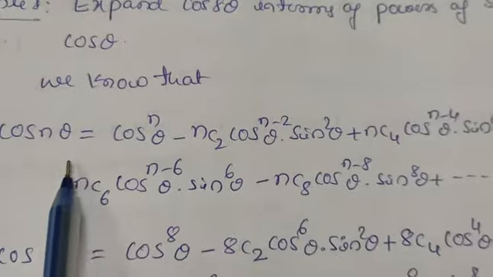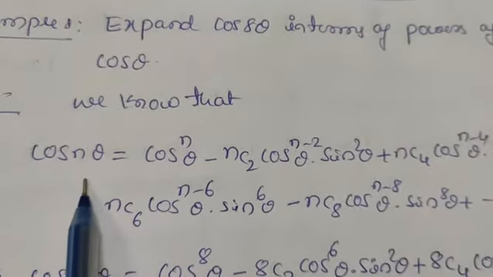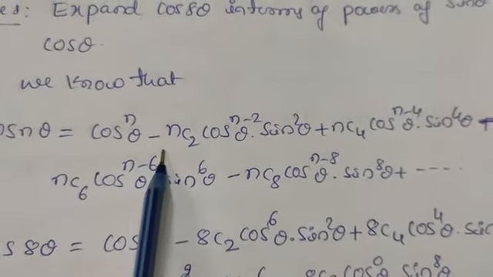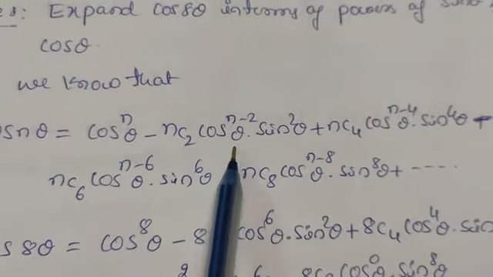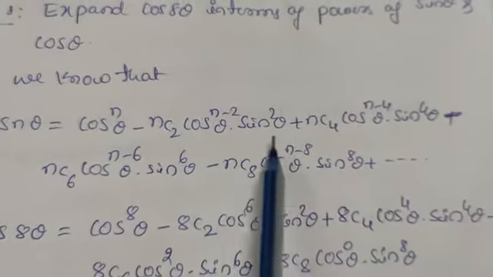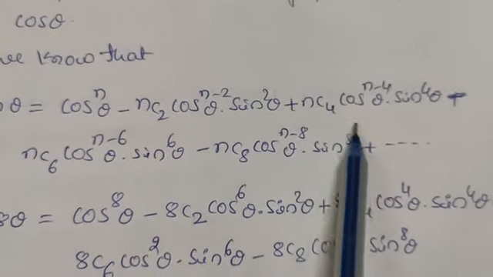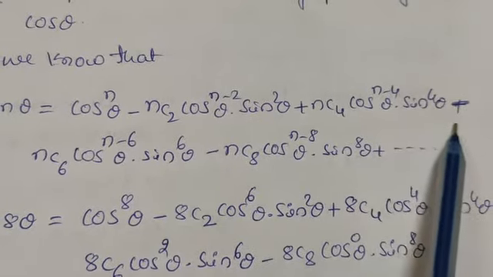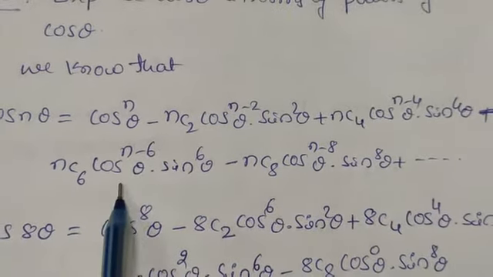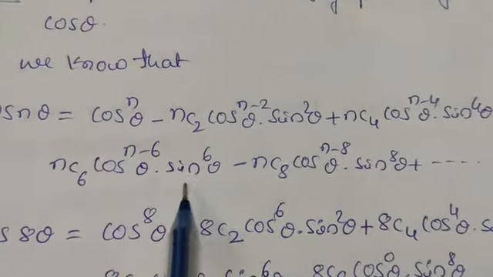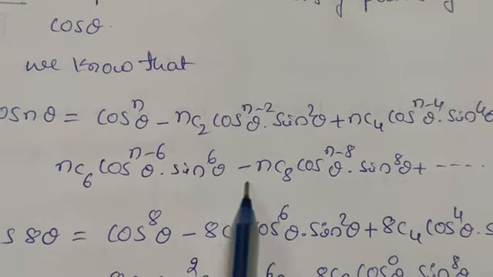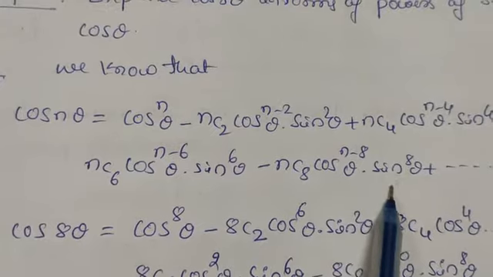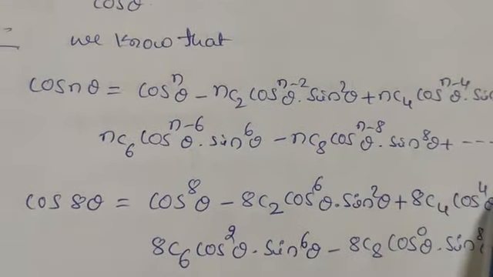So first you write the formula of cos n theta, and we know cos n theta is equal to cos to the power of n theta minus nc2 cos to the power of n minus 2 theta sin square theta plus nc4 cos to the power of n minus 4 theta sin to the power of 4 theta minus nc6 cos to the power of n minus 6 theta sin raised to 6 theta minus nc8 cos to the power of n minus 8 theta into sin raised to 8 theta plus etc.